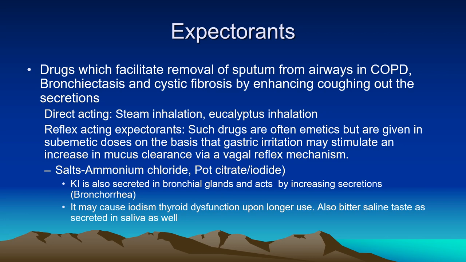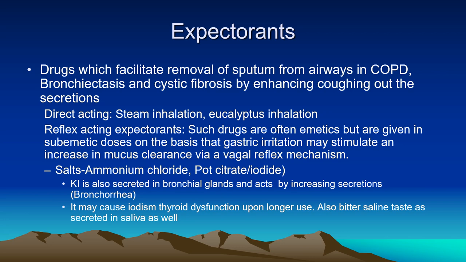Among the reflex acting expectorants, these are drugs which are often irritants when given by mouth, and some are emetics. When given in very small doses, they cause nausea and vomiting, and by irritation they stimulate the vagus, and by stimulating the vagus they increase mucus clearance via a reflex mechanism. Most of the reflex expectorants are salts: ammonium chloride, rarely used nowadays, potassium citrate and potassium iodide.